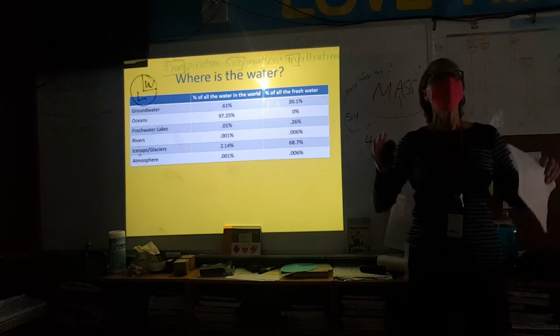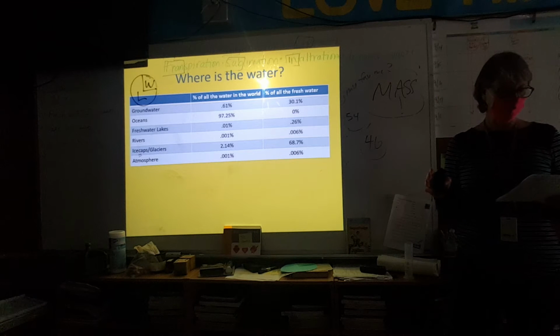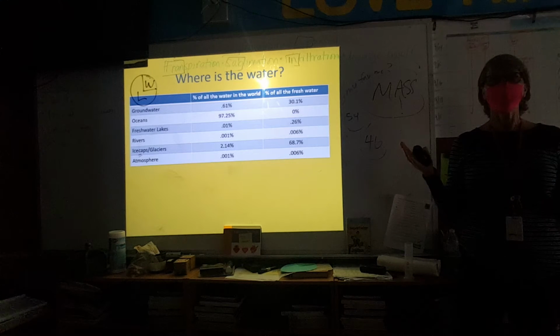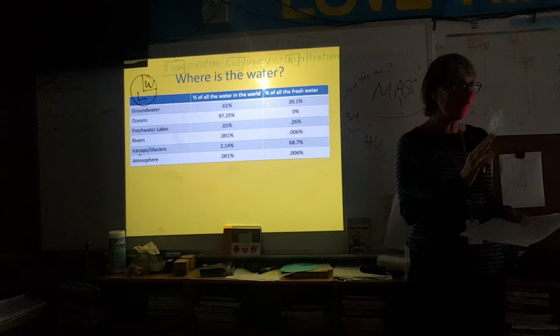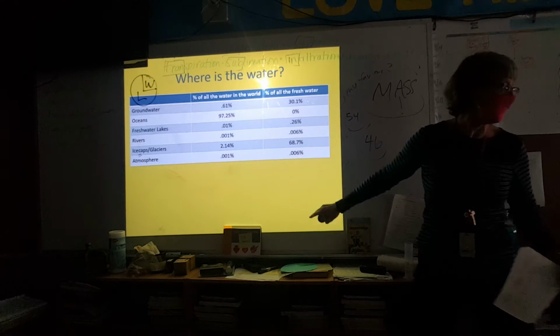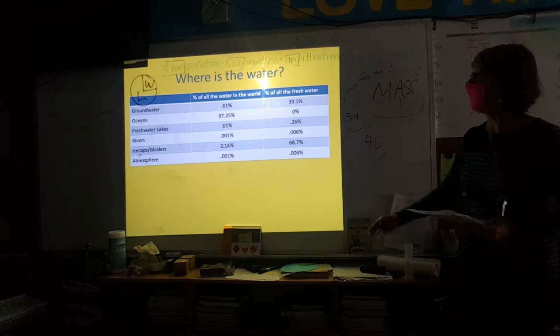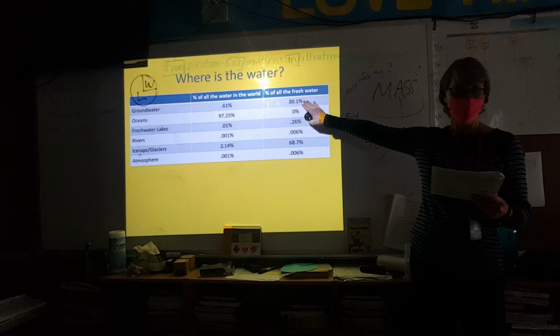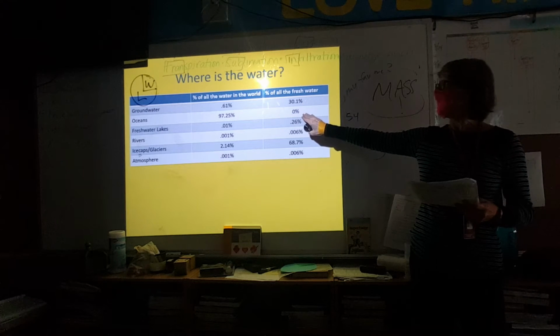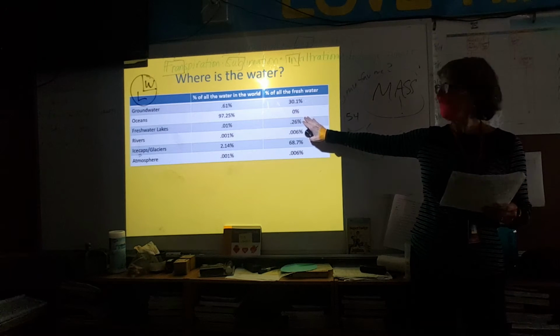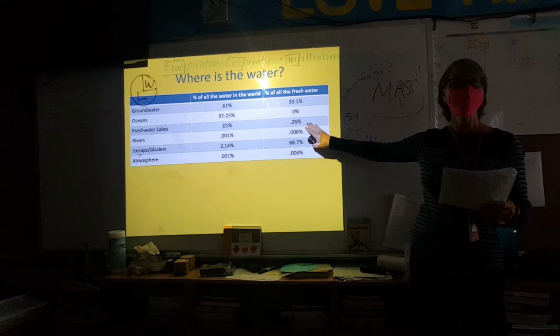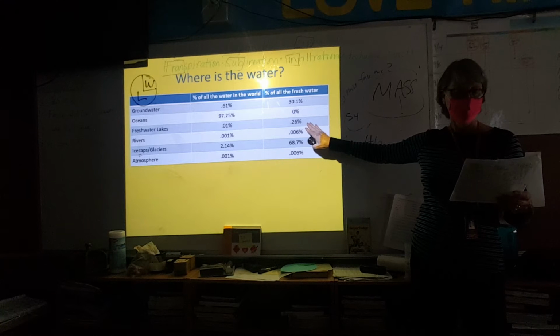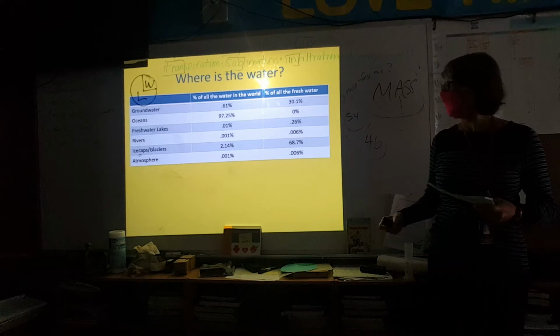Of all the water, less than 3% of the Earth's water is fresh water. But of the fresh water, this is what I want you to write in the third column. Of the fresh water, 30.1% is groundwater. 0% is oceans, of course. 0.26%, that's less than 1%, is lakes.